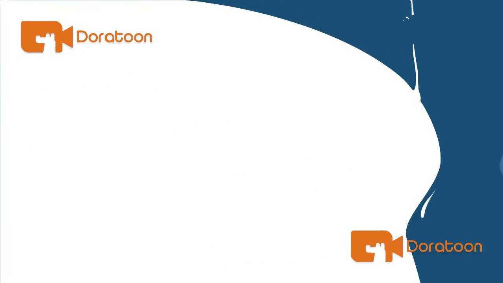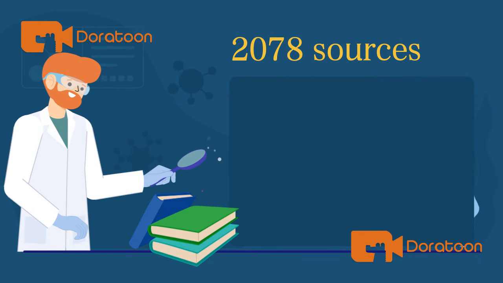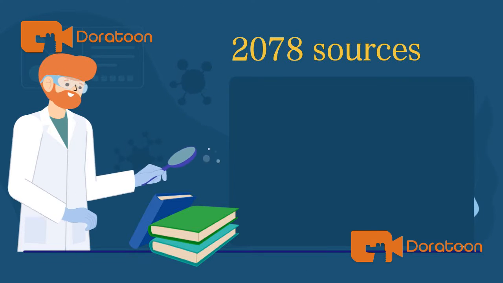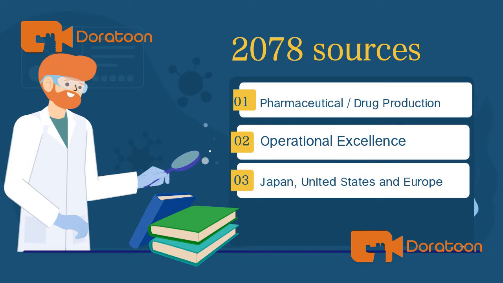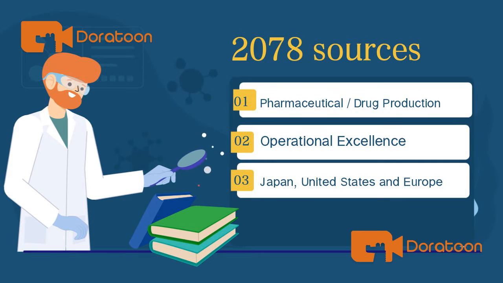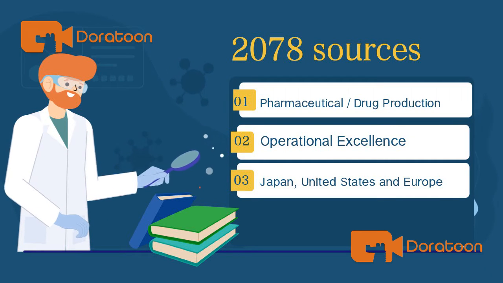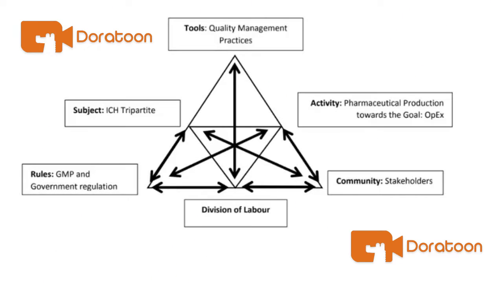During our systematic review, we examined 2,078 papers. We used the search strings pharmaceutical production, drug production, operational excellence, and the names of the regions. We applied inclusion as well as exclusion criteria. We used an activity theory approach to perform our review to ensure that we conducted a consistent comparative examination.